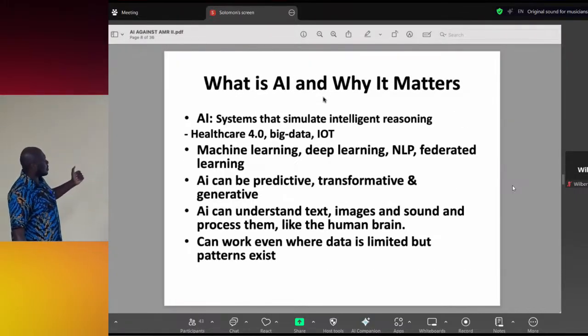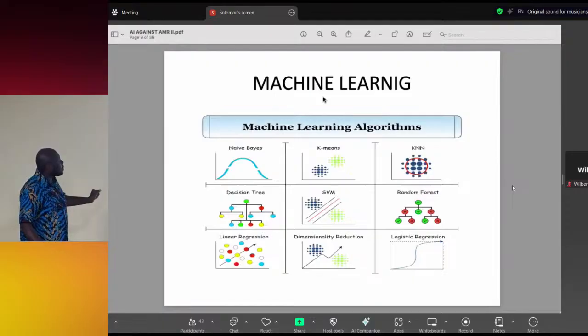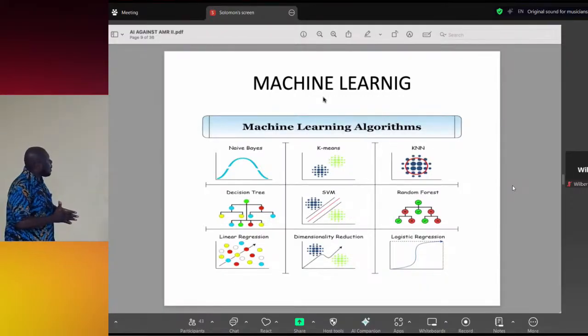AI is important. It can be predictive, it can be transformative, it can be generative. You all know that. It can understand text, images, sound, process them just like the human brain, and can even work where data is limited thanks to generative AI. With the given data sets, we can have self-learning, semi-supervised learning, all that churn out more outputs.